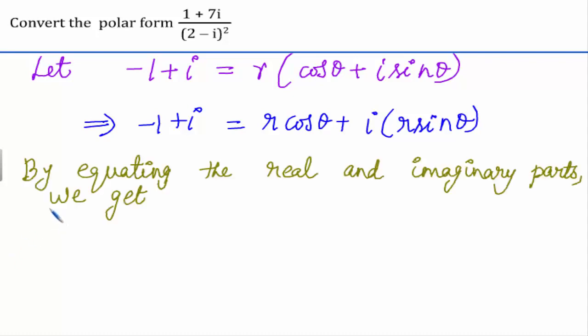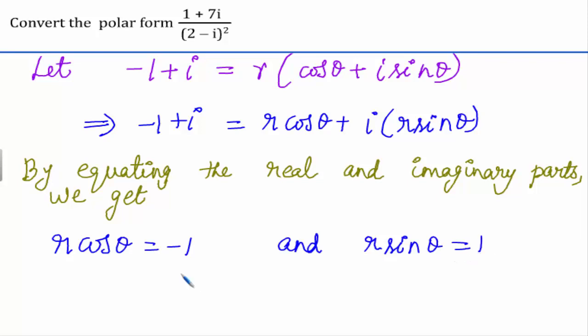Next, by equating the real and imaginary parts, we get r cos theta is equal to minus 1 and r sin theta is equal to 1. Let us name this as equation 1 and this as equation 2.